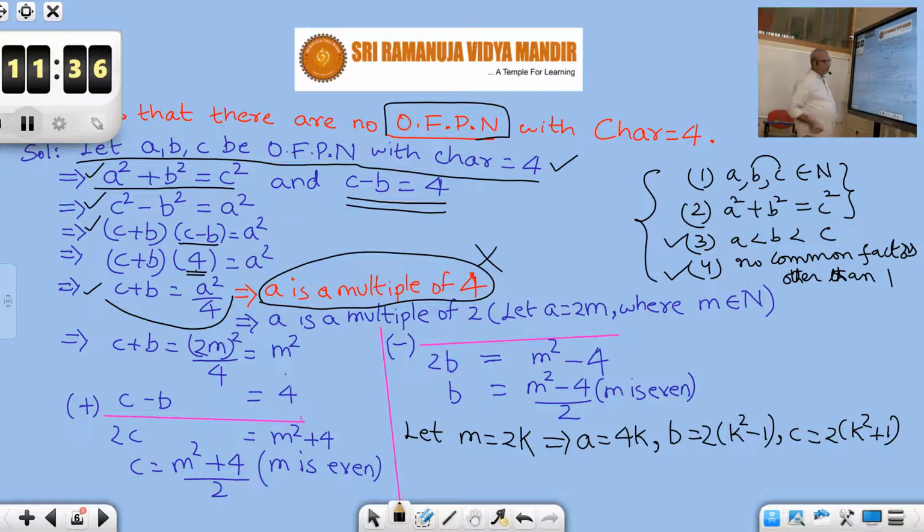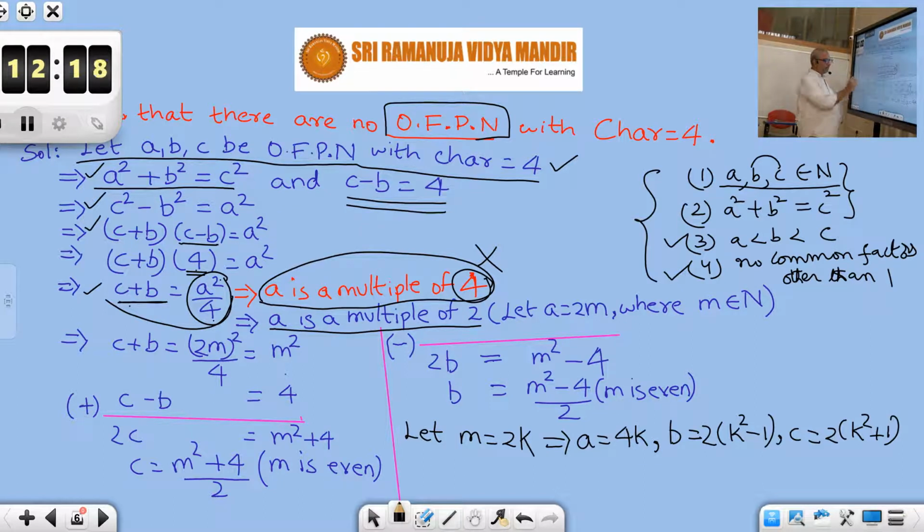Why must A square by 4 be an integer first of all? Because A, B, C are natural numbers, is it not? What is the left hand side? C plus B. A natural number plus another natural number. So it must be a natural number. That means A square by 4 must be a natural number. It should not be a fraction. Suppose A is equal to 3, what happens? 3 square is 9, so 9 by 4. 9 by 4 is not a natural number, it is a fraction. Therefore, A must be what? A need not be a multiple of 4, A must be a multiple of 2.